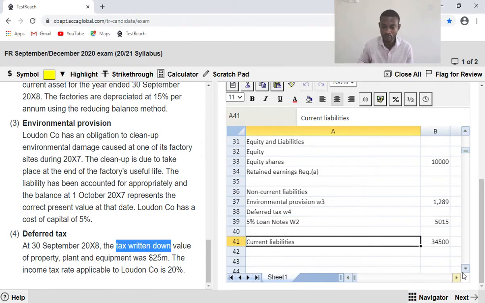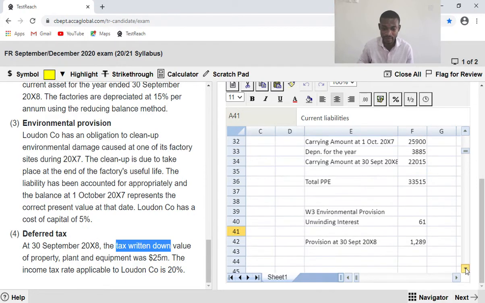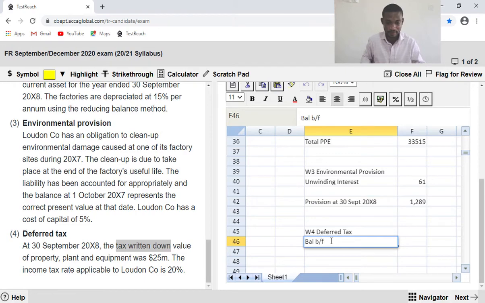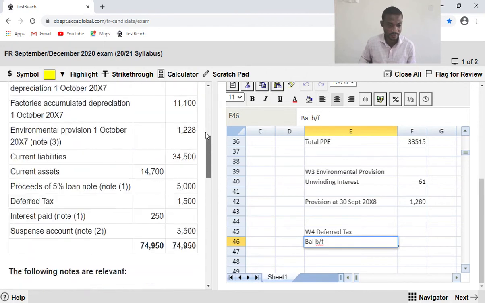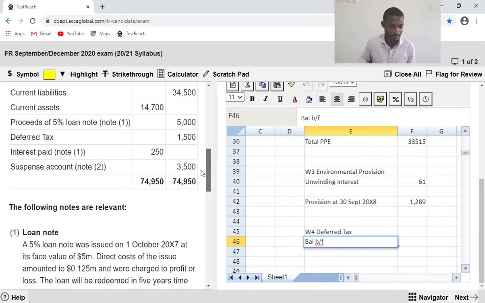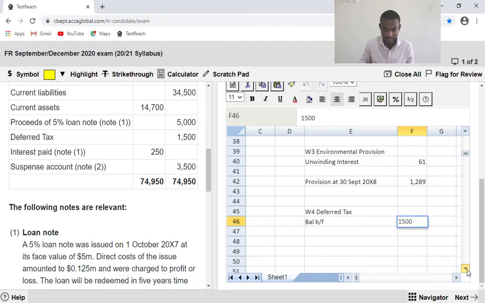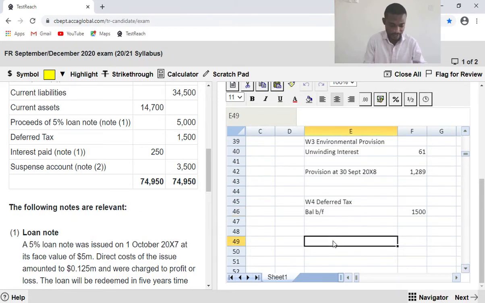So what we do is to go and build workings. Let's go to the workings. So I will say workings number 4. So workings number 4. And I'll say deferred tax. What I will do is to say the balance brought forward. I'll pick it from the trial balance. Here it is down here. I'll pick it from here, which is 1,500. I'll put it here. 1,500. And then I'll leave 3 lines and say balance carried forward, which is the closing balance.